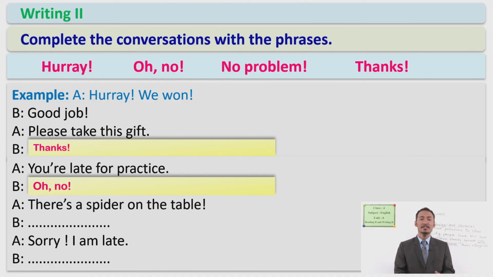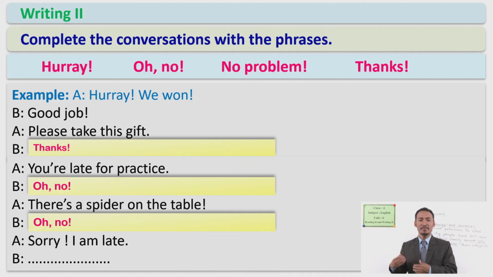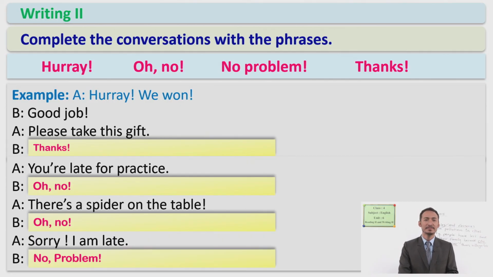And there is a spider on the table. How do you say? You can say again, oh no. Oh no, where is it? Is it still on my back, or is it still on the table? Oh, you are scared, right? So, sorry, I'm late. Then what do you say? If someone says sorry, then you can say, no problem. No problem, it's okay. I don't mind. Okay, likewise you can complete.